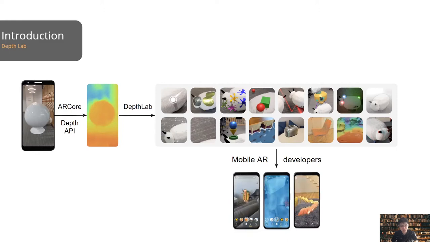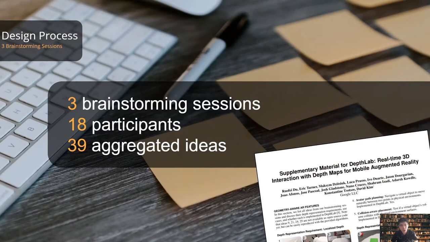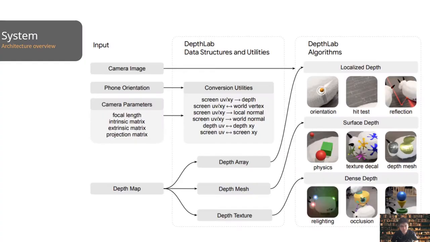In DepthLab, we process the raw depth map from ARCore Depth API and provide customizable and self-contained components for mobile AR developers. To explore the design space, we conducted 3 brainstorming sessions with a total of 18 participants and proposed a total of 39 aggregated ideas. We architect and implement a set of data structures and real-time algorithms for mobile AR developers.